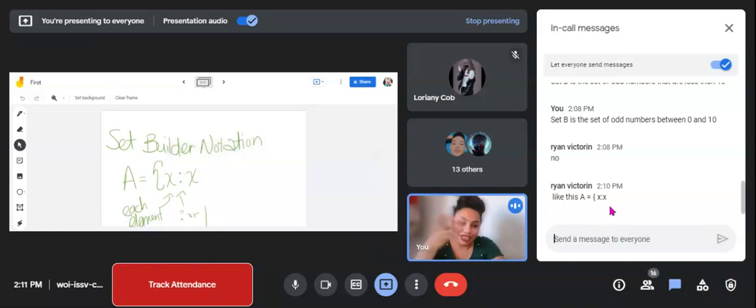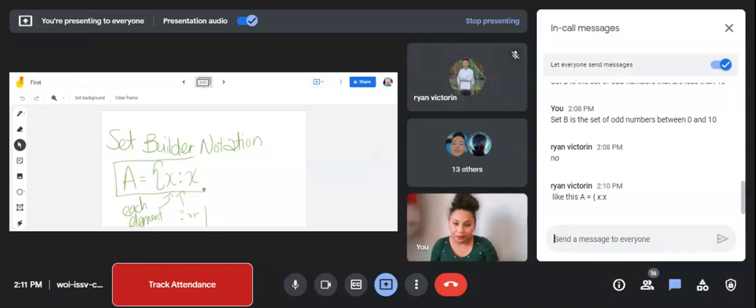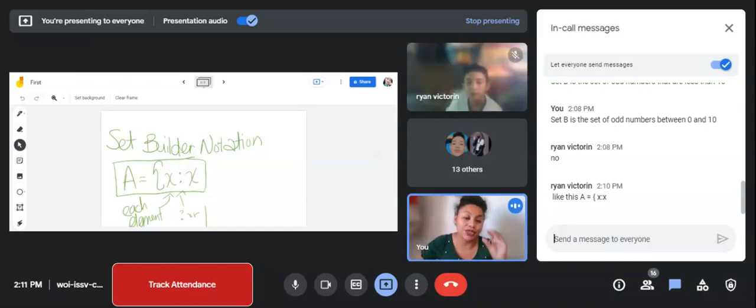So, and I see that Ryan has it in the chat. So then that will be how I would set up the beginning. And each time that I'm going to write set builder notation, this beginning is always going to be the same. This beginning does not change because you're telling me that the first X is the elements and the second X is where my description is going to start.